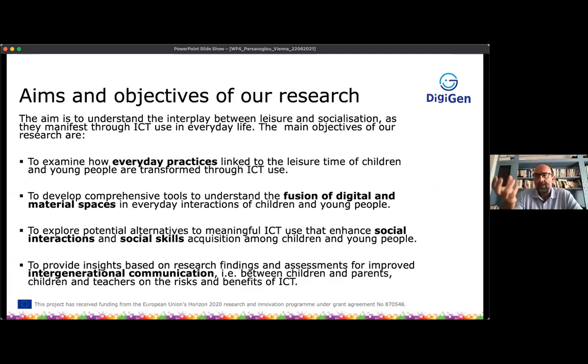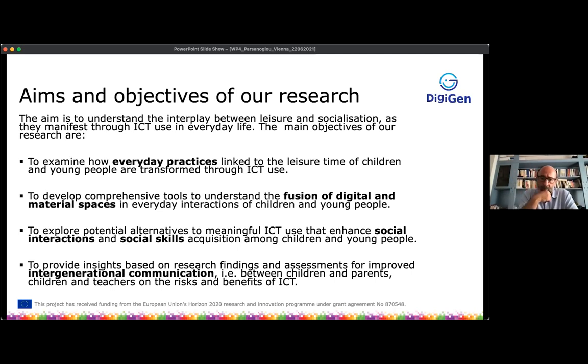The main objectives of our research are to tackle what Halla mentioned in her introductory note: to examine how everyday practices linked to leisure time of children and young people are transformed through ICT use, and to develop comprehensive tools to understand something that is a reality for children and young people, the fusion of digital and material spaces in everyday interactions. The older ones cannot really usually think in terms of dichotomy.